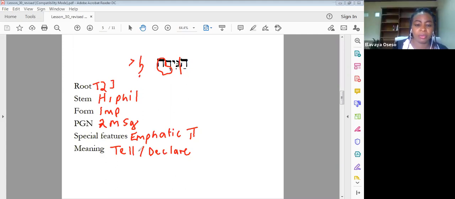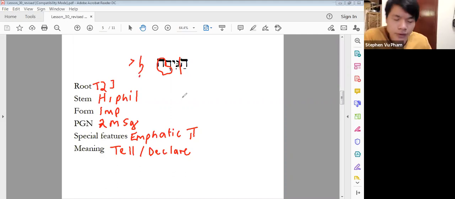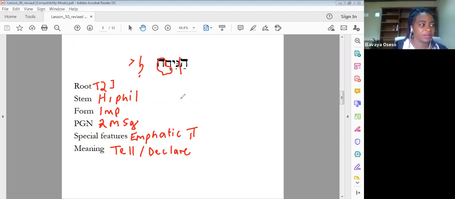Or actually, when we are translating an imperative, because it's a command, we are commanding somebody to say something, so we just use tell or declare, and especially since it also has an emphatic hey. So how would you translate it? You tell me, tell to me. Okay, but I think tell me is better. Yes, that's what I was going to say.